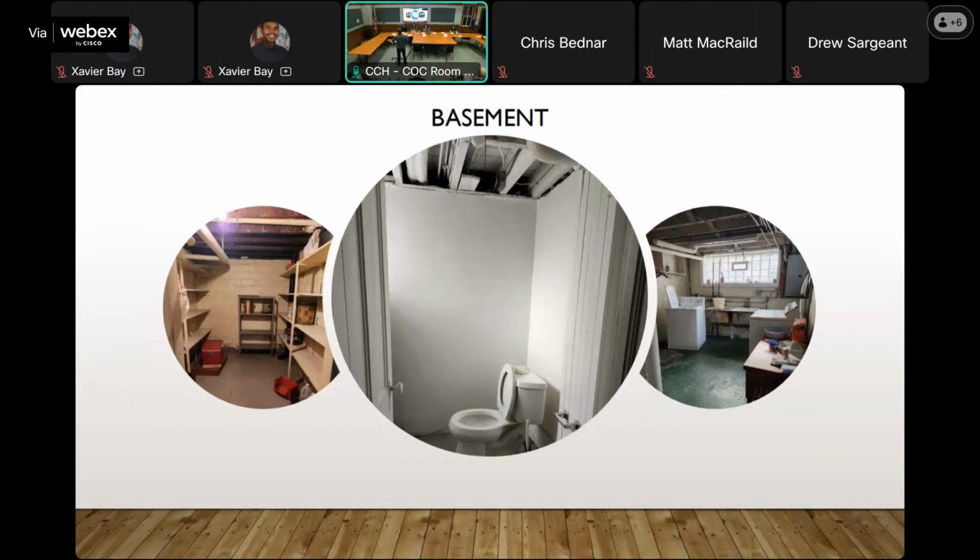Here's the basement, where you have the pantry in photo number 1. Number 2 is the half bath, and number 3 is the laundry space. I also have another refrigerator that's already in the basement.